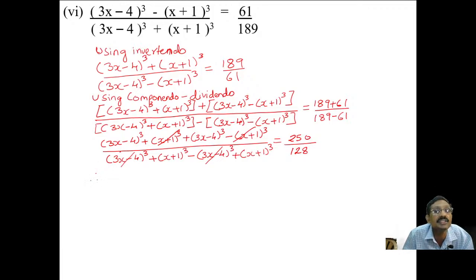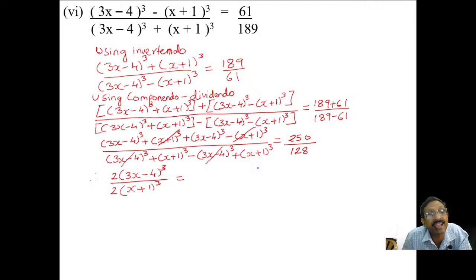So therefore what do I get? I am getting (3x minus 4) cube and (3x minus 4) cube. There are two of them. 1 plus 1 gives me how much? 2. (3x minus 4) cube upon (x plus 1) cube and (x plus 1) cube. What I have is twice (x plus 1) cube, which is equal to, what do I get here?